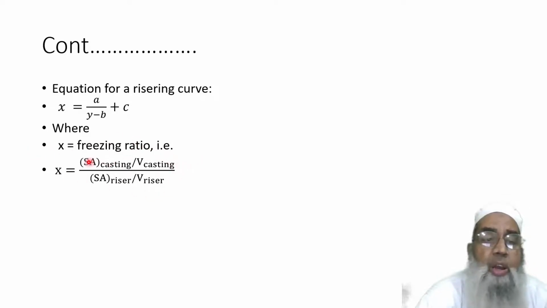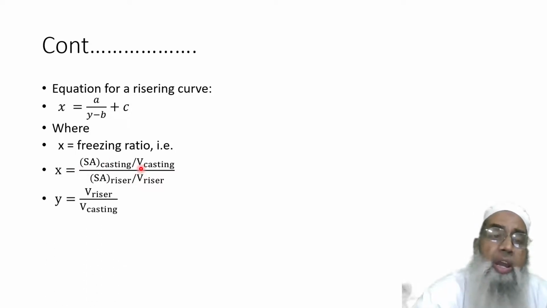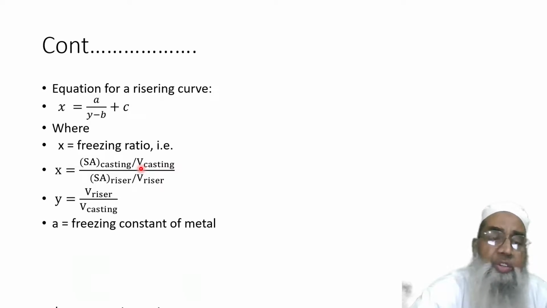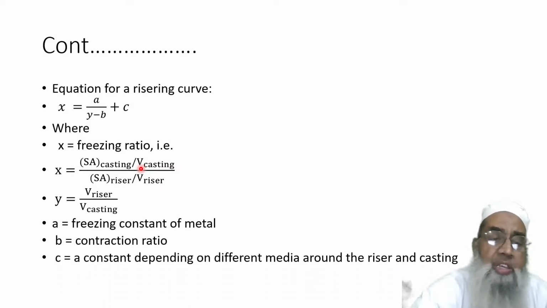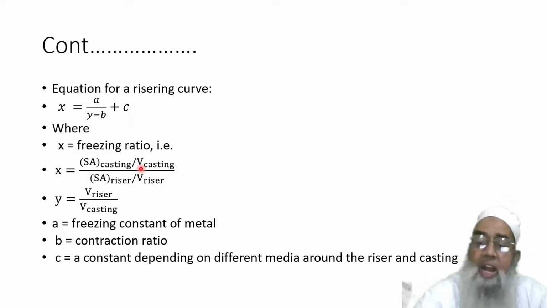Surface area of the casting upon the volume of the casting, surface area of the riser divided by volume of the riser, that gives the freezing ratio. Similarly, we can find the ratio of the volume of the riser and the casting, that gives y. A is a freezing constant, B is another contraction constant, C is a constant depending on a different material surrounding the riser and the casting. And standard tables are available.